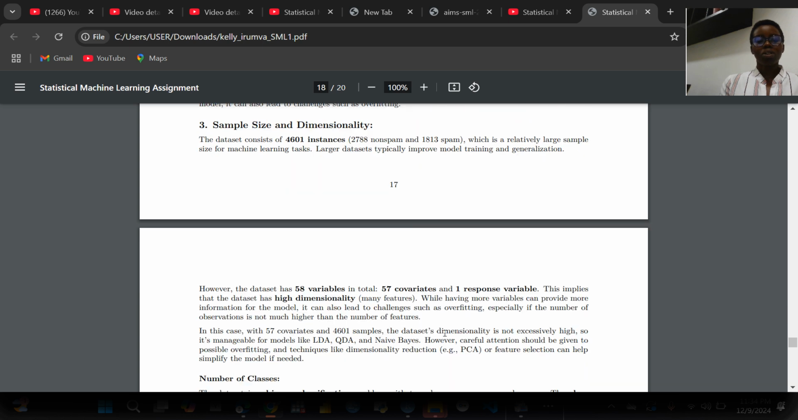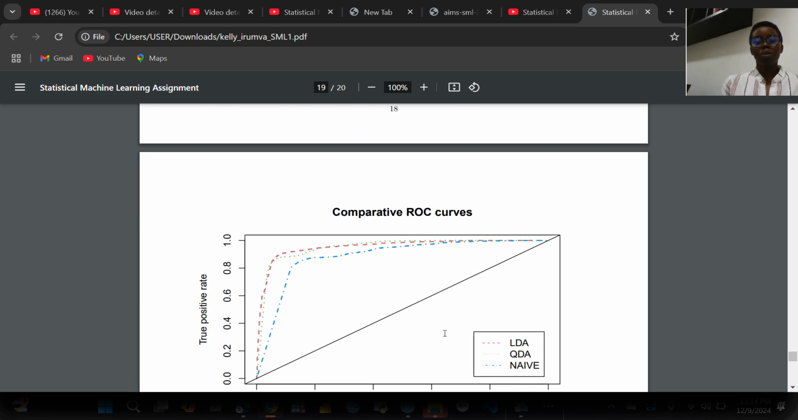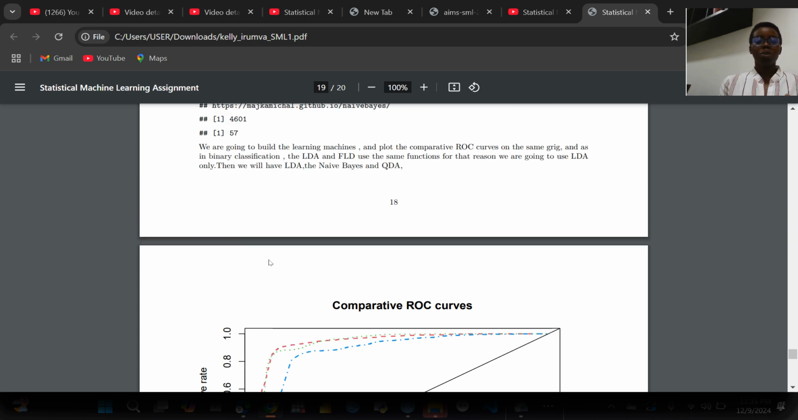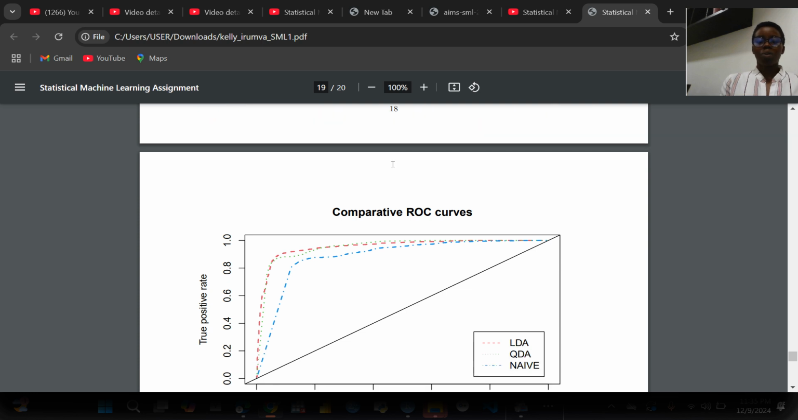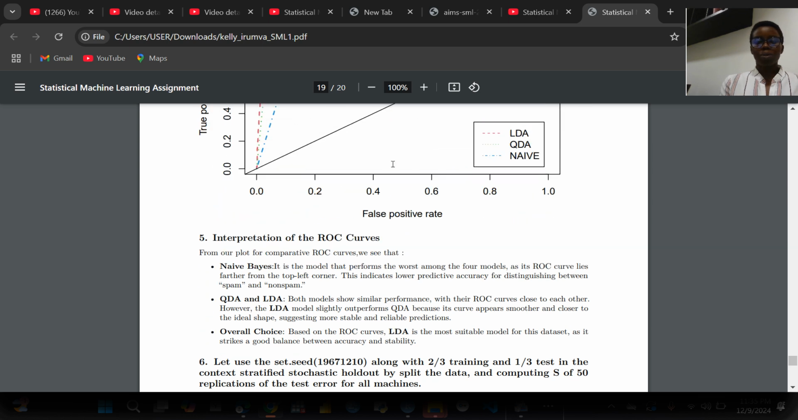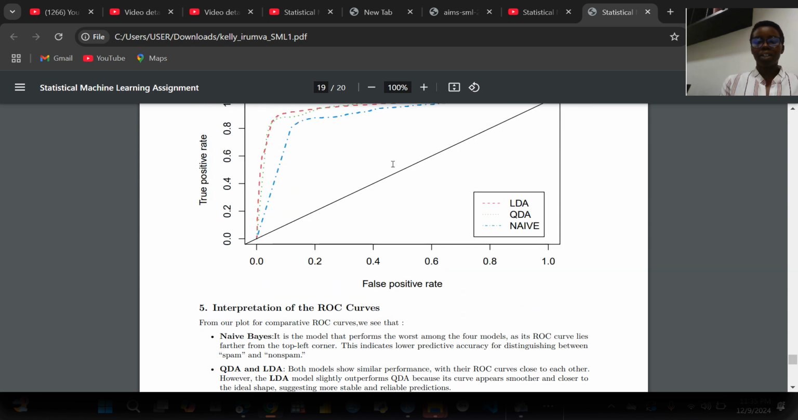We continue by analyzing our ROC curves, and by this we can see that naive Bayes is the worst model, and LDA and QDA perform almost the same. What I'm going to mention here is that LDA and FLDA, in binary classification, use the same functions, which is the reason why they perform the same way.